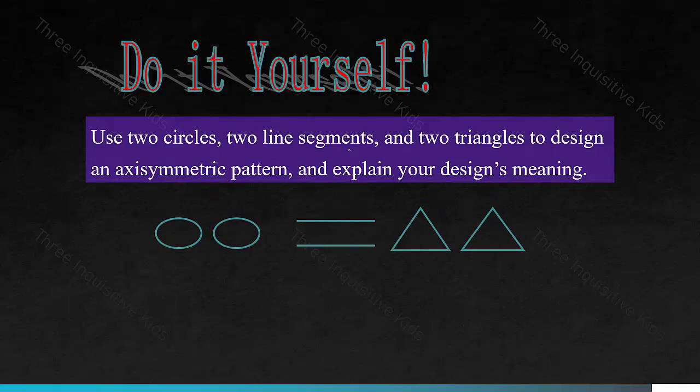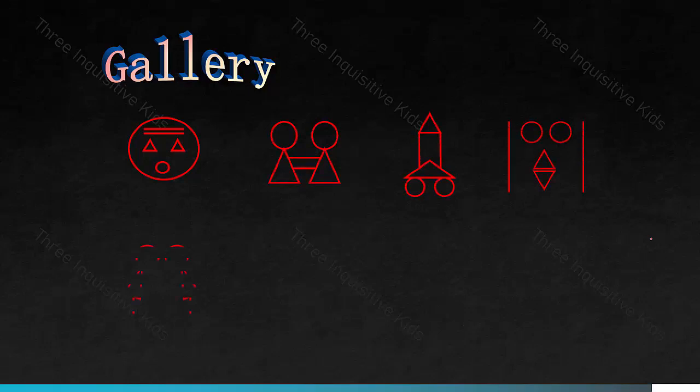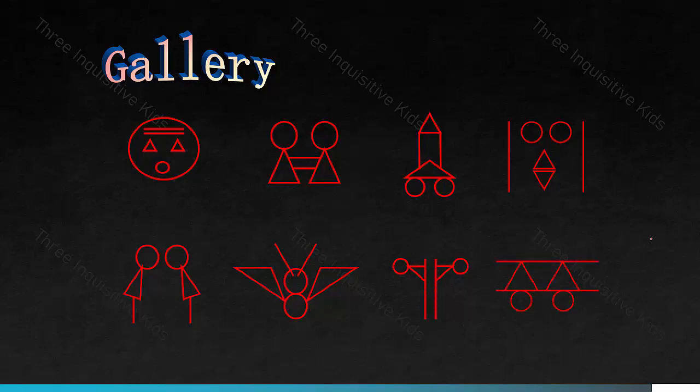Use 2 circles, 2 line segments, and 2 triangles to design an axisymmetric pattern, and then explain your design's meaning. This is very similar to what we did in the previous slide, except now they have given you your shapes. Here's what some other students did with the shapes they were given. As you can see, you can make all sorts of different things.